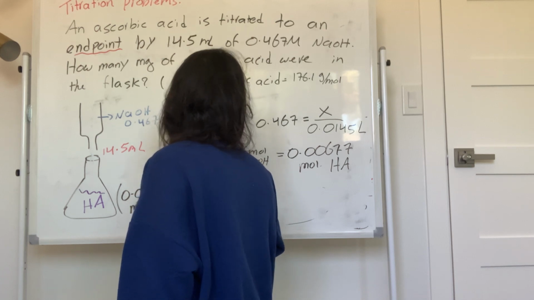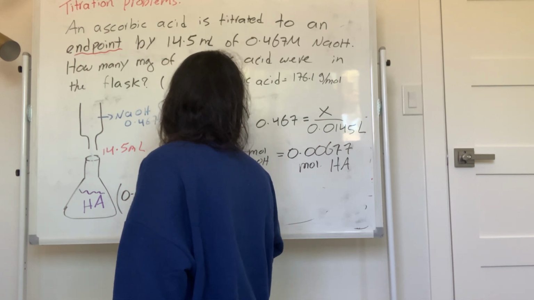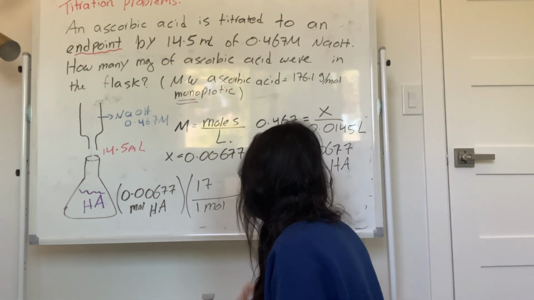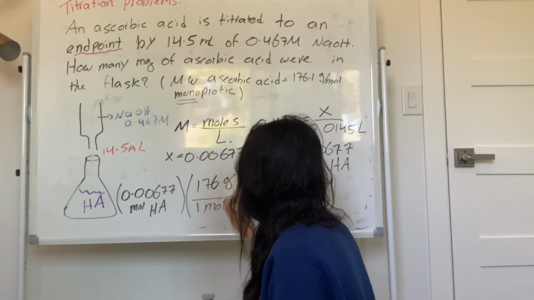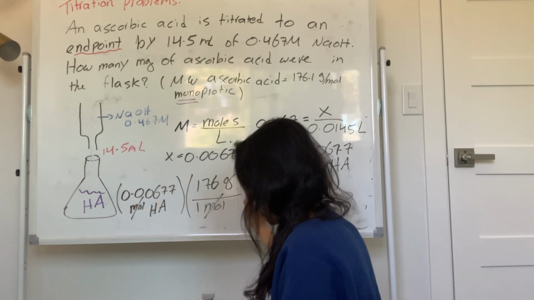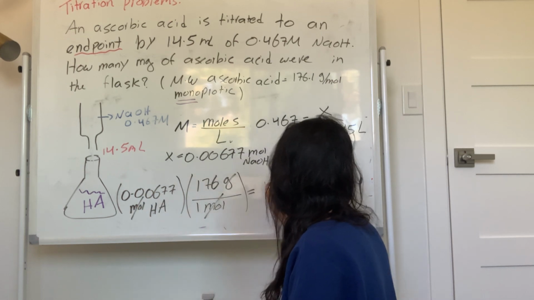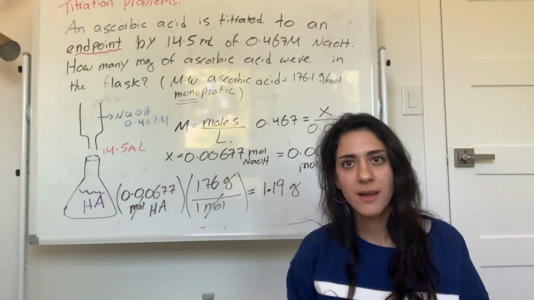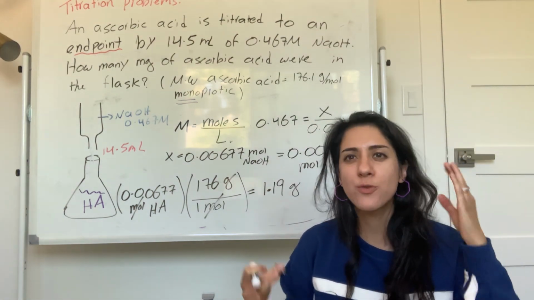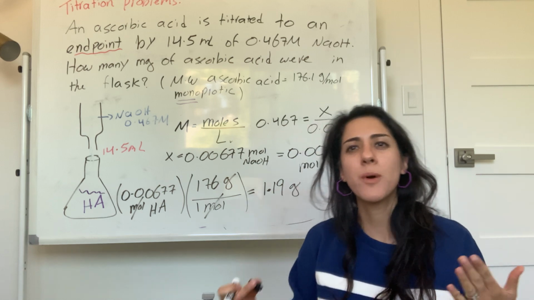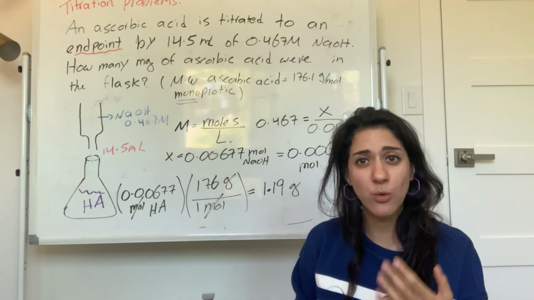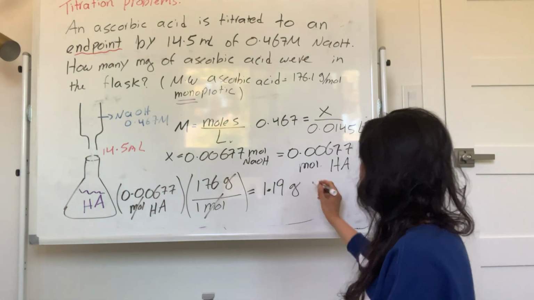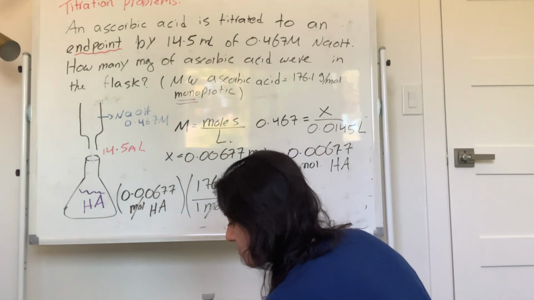1 mole of the acid is 176 grams. I give you the molecular weight in this problem so the moles can cancel out. What I end up with is grams, which is 1.19 grams of ascorbic acid. Now, the question doesn't ask you for grams, it asks you for milligrams, but molecular weight is grams per mole, so I can figure out grams, and then from here, I can easily convert it to milligrams.